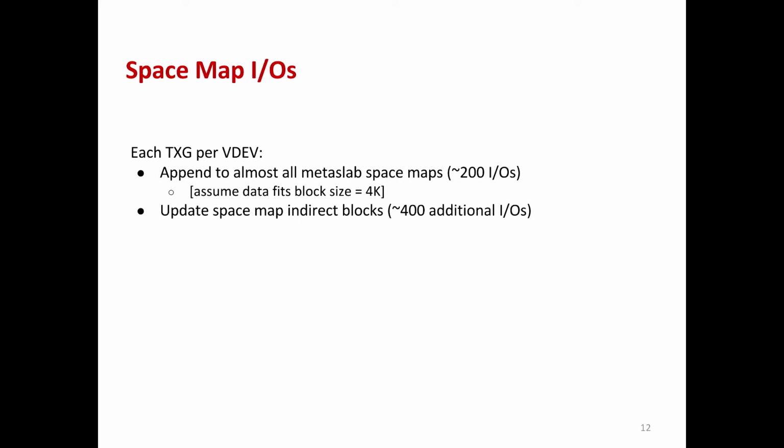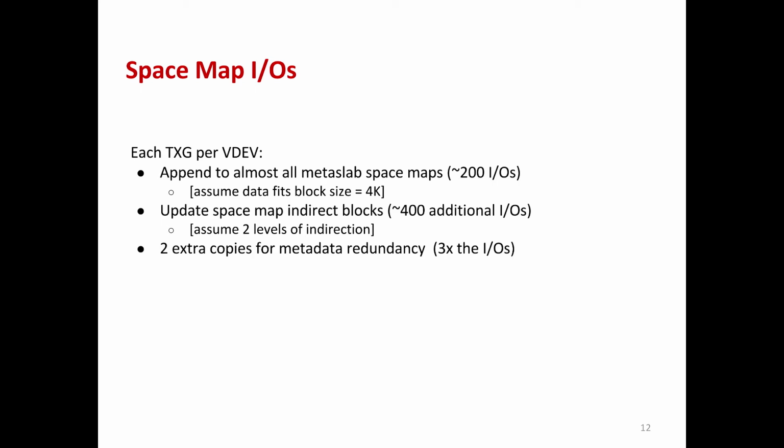And for each update on these actual space map structures, we also have to update their indirect blocks. So assuming 2 levels of indirection, we are talking about around 400 additional IOs. And because space maps are ZFS metadata, for redundancy, we keep 2 extra copies of them. So however many IOs we have so far, we need to triple that. So we're talking about around 800 IOs per VDEV each transaction group.